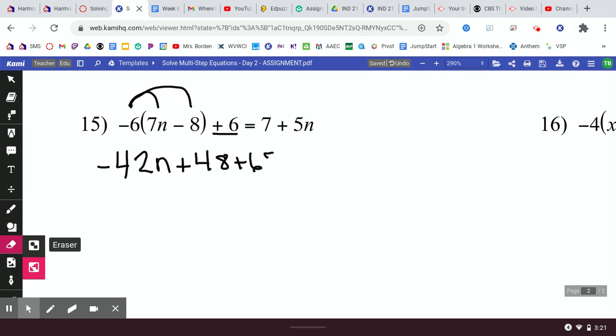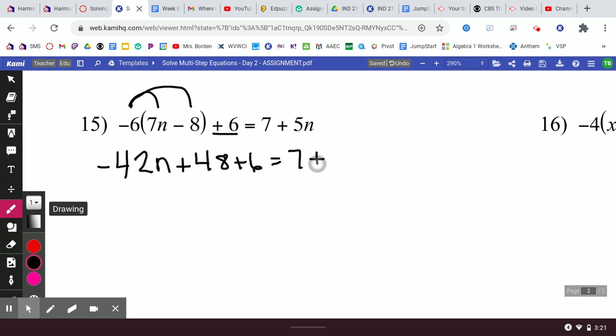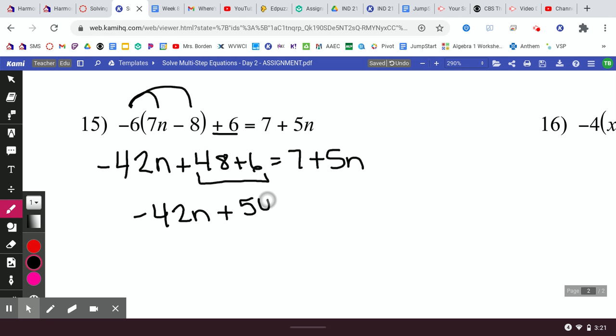Oops. And I'm also going to write that whole equals 7 plus 5n because I didn't do anything with it. Now it's the combine like term step. And if I looked on the left side, I've got just plain old numbers here that I can combine. So negative 42n, and 48 plus 6 is positive 54. And on this side, a 7 and a 5n, I can't combine those two because one has a variable and one doesn't. So that's the combine like term step.